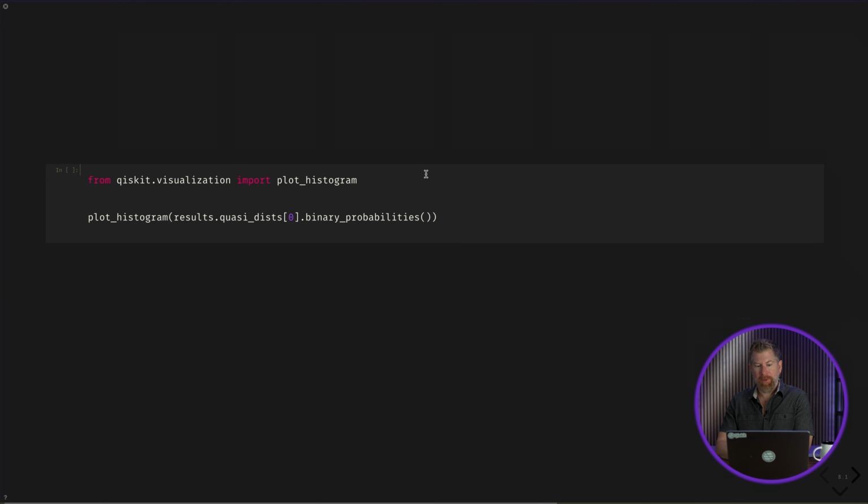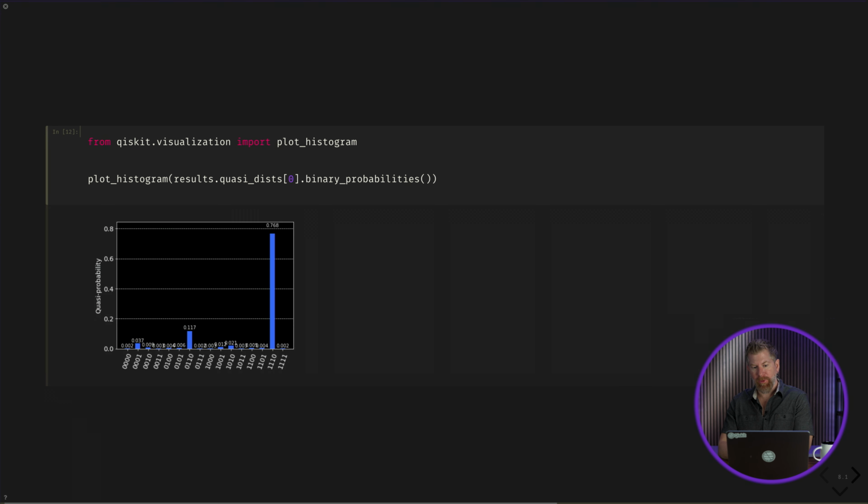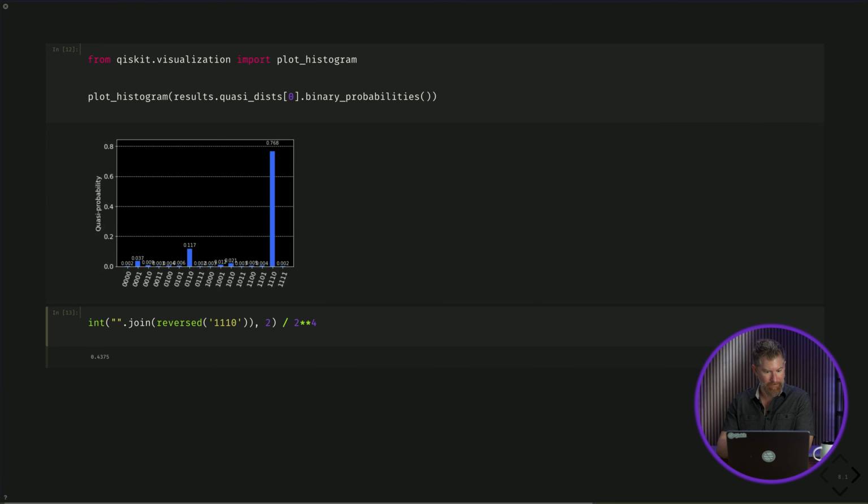We can plot the quasi-probability distributions with plot_histogram as we might have done before with get_counts, and we can convert those decimal representations to binary with binary_probabilities. And this is the result. We can see what values are obtained by converting the bit strings back to decimals. Remember, those bit strings are in opposite order from the usual little-endian notation, so we must reverse them. And they're in binary, so we must convert them to an integer, and we divide by 2 to the 4 because we have a 4-qubit register.